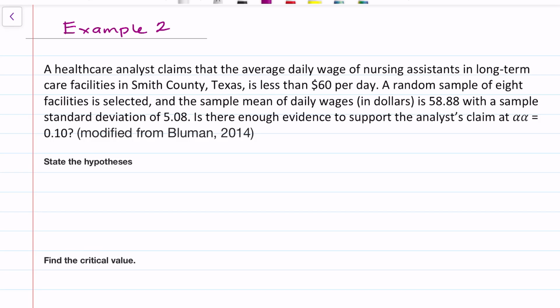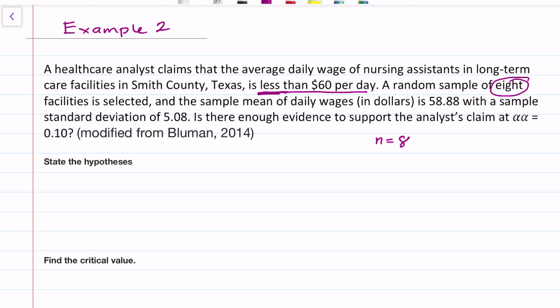Sample 2 for the hypothesis testing for the t-distribution, or one sample t-test. So we have a healthcare analyst, and we are told that this person hypothesizes that the average daily wage is less than, so that's a big keyword, less than 60 per day. It has a random sample of 8, so this one is kind of hard to find. That's going to be our n.